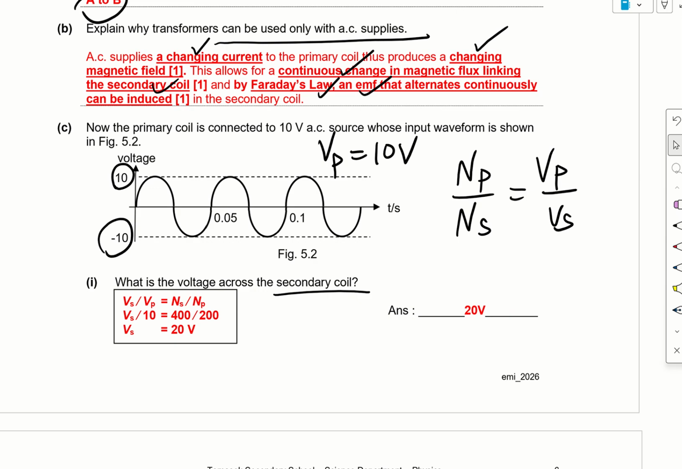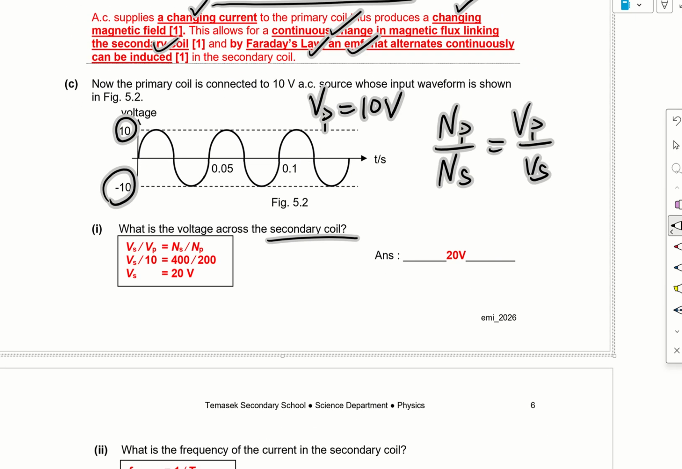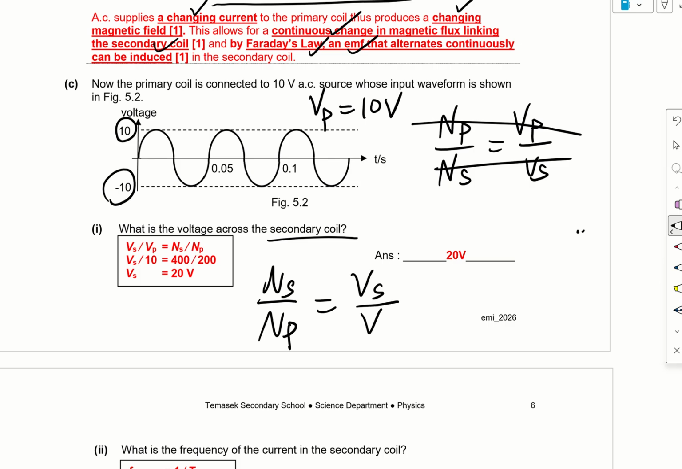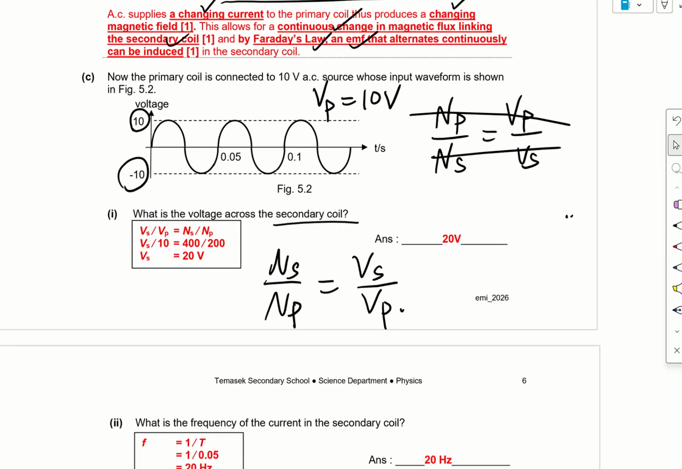Oh, I think the turns ratio is the other way around. NS over NP equals to VS over VP. Okay, so anyway, you apply, we have NS, which is 200. Sorry, I think it's 400. Okay, NP is 200, VP is 10, so VS must be 20.